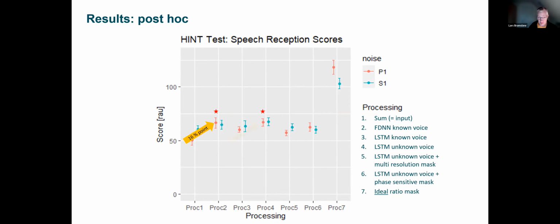And interestingly enough, we get the same benefit for the processing 4 conditions. That's actually the LSTM network with unknown voice. So that's a bit peculiar that the unknown voice is doing better than the known voice. Perhaps because we have more training material. When you do unknown, you can train on all the other voices, and that gives you more training material. So that's also a worthwhile benefit, I would say, corresponding roughly to 1.5 dB or so.